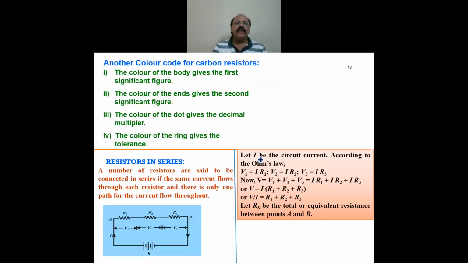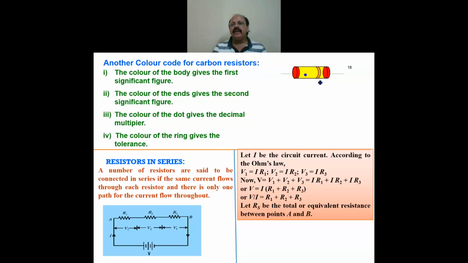Now there is another carbon resistor which is different from the previous one. How can we calculate its value? For that purpose you remember that the color of the body gives the first significant figure and the color of the ends gives the second significant figure. The color of the dot on the carbon resistor gives the decimal multiplier, and the color of the ring gives the tolerance in percentage.